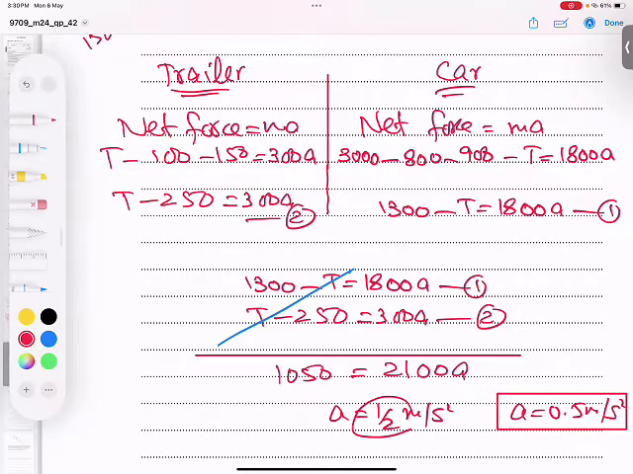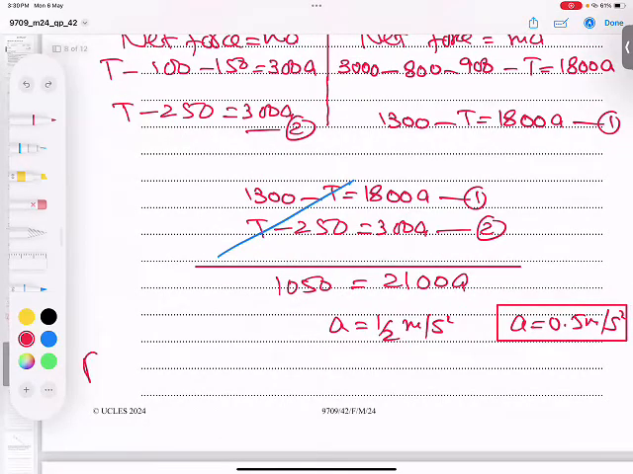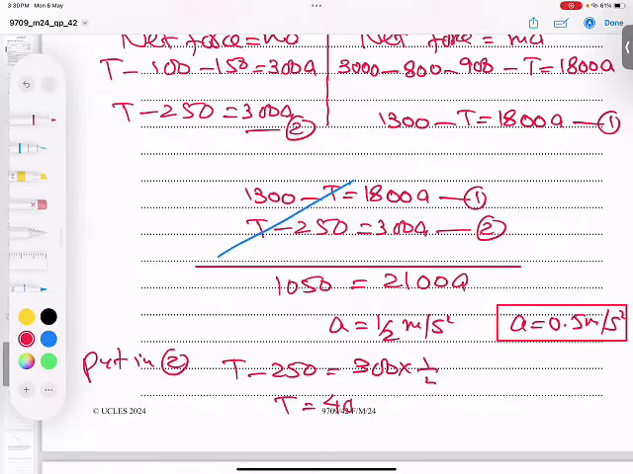Okay, this value you can plug in anywhere. I plug in here in 2 to get tension. So put in 2, put in 2. So tension minus 250 equals 300 times acceleration 2, half. So this will go there, and this is 150, half of 300, plus 250. And I got 400, and I believe you got my point. 150 plus 250 is a 400 tension.